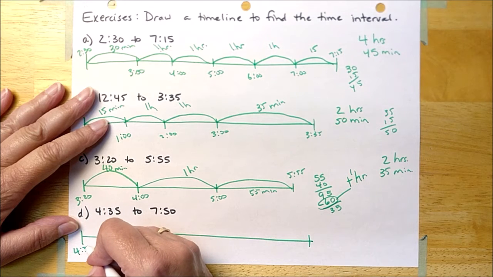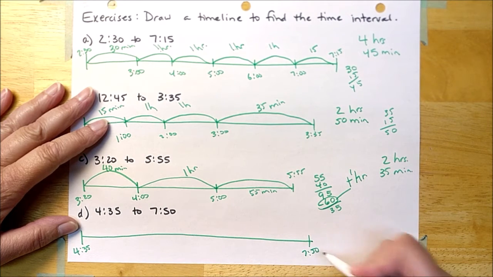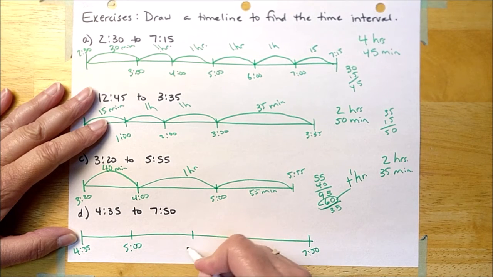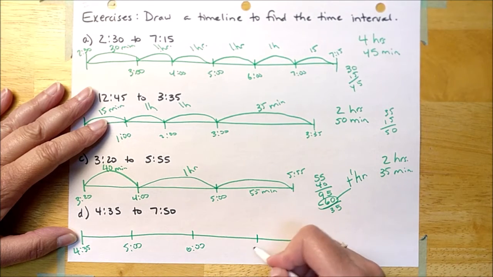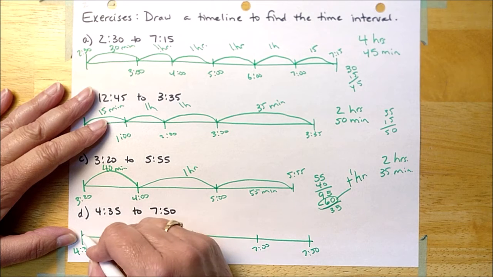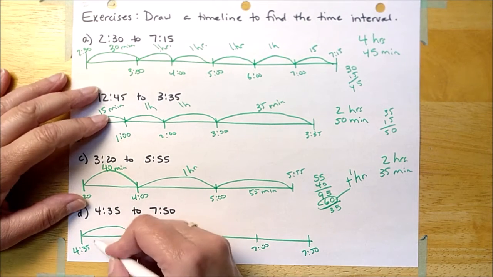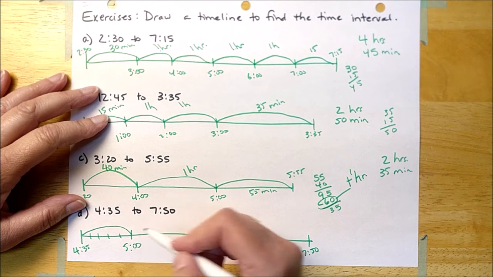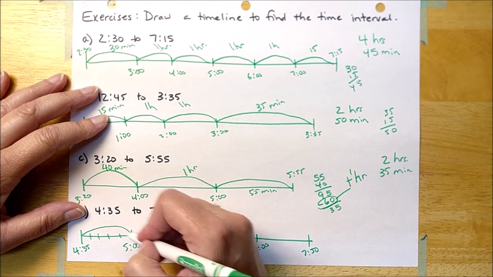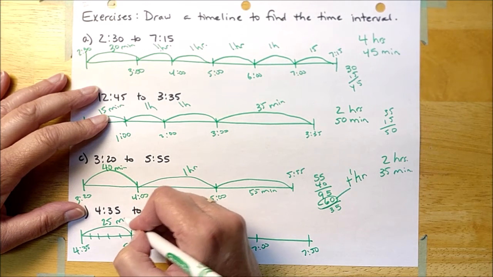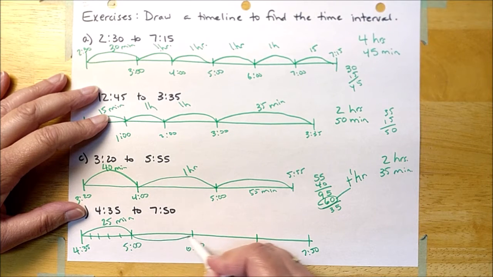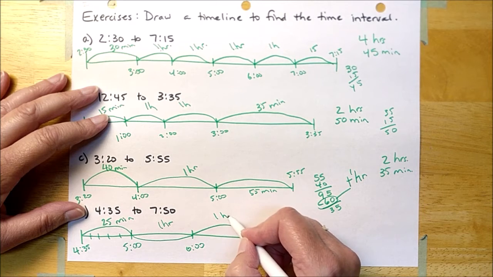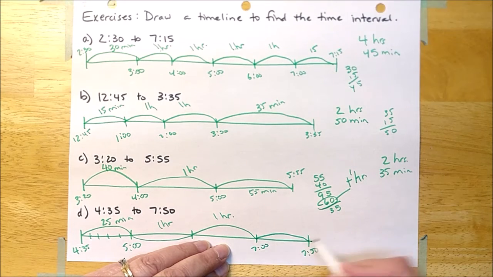4:35 to 7:50. So the next hour would be 5, then 6, and then 7. So 35, 40, 45, 50, 55. So that would be 5, 10, 15, 20, 25 minutes. This was an hour. This was an hour. And this is 50 minutes.